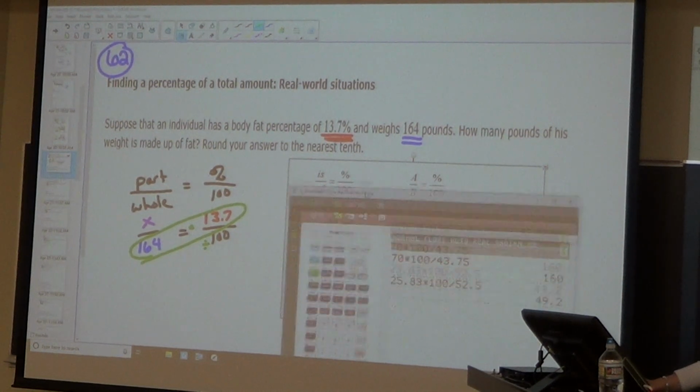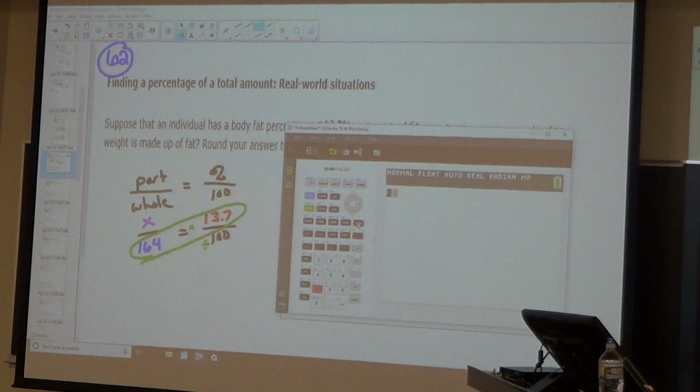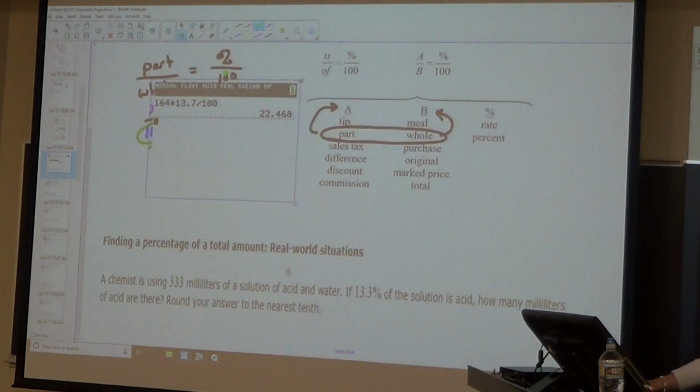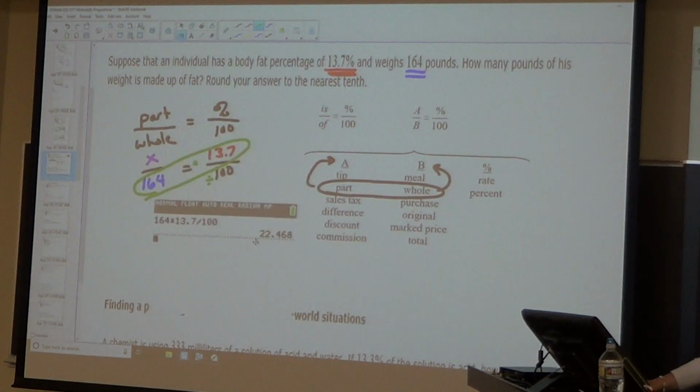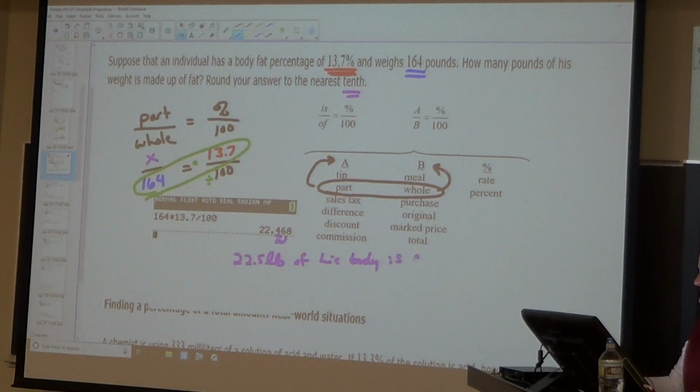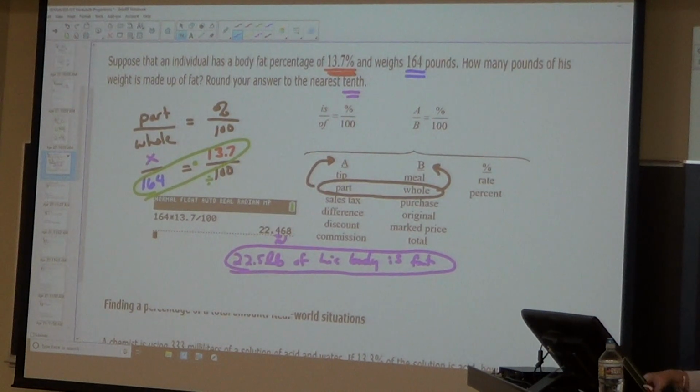So we're going to do 164 times 13.7 divided by 100. And it says round your answer to the nearest tenth. What is this to the nearest tenth? 22.5. So that means 22.5 pounds of his body is fat. 22.5 pounds of his body is fat.